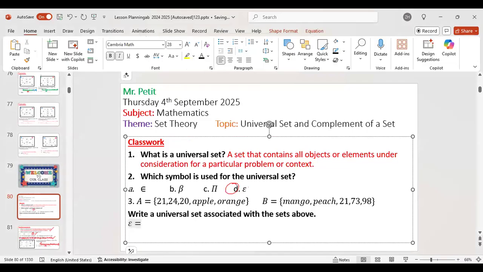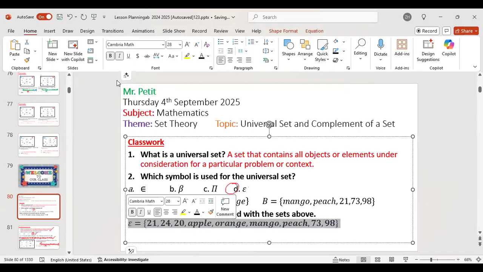So, okay, tell me now. Twenty-one, 24, 20, apple, orange, mango, peach, 21, 73, and 98. We already have 21. Oh, well, 73 and 98. Very good. Okay. Do we have any repeats? No, sir. No repeats.